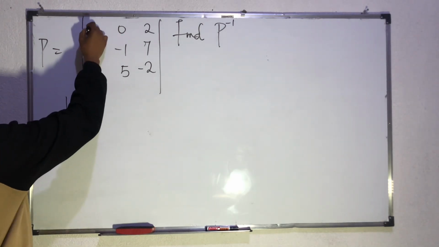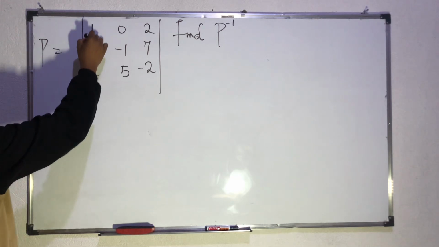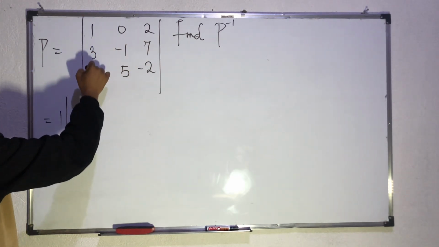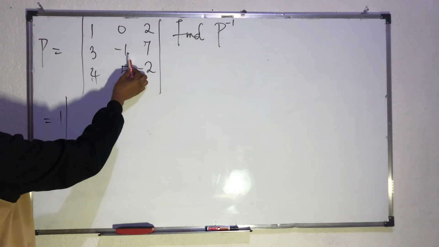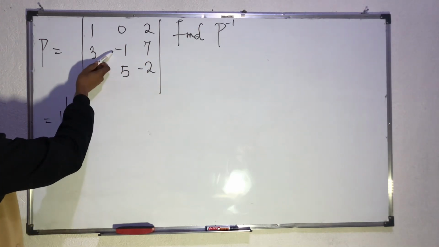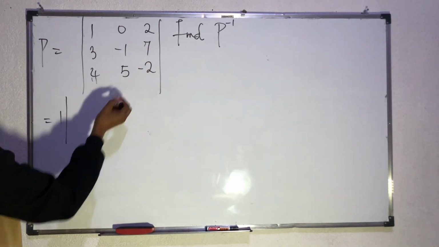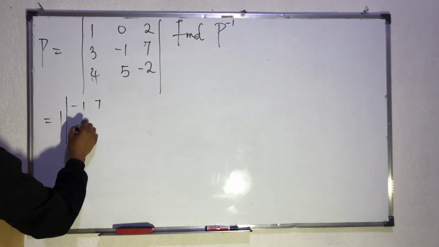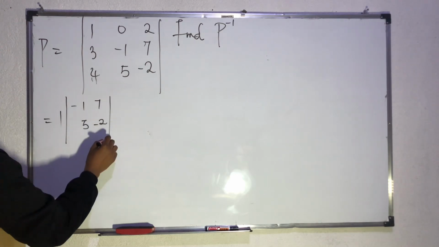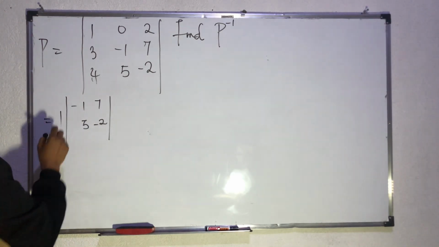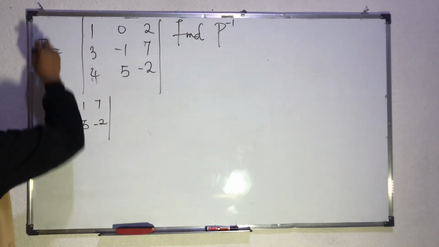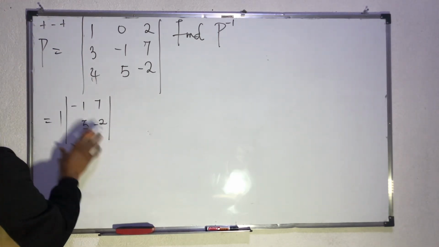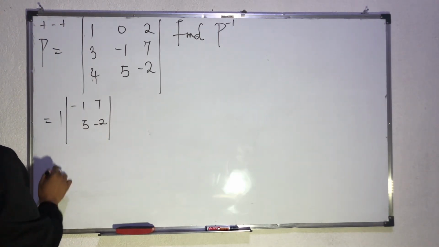Then you hide the row and the column where 1 is found. If you hide the row and the column where 1 is found, whatever remains now belongs to 1. We have negative 1, 7, 5, 2. We put it down here: negative 1, 7, 5, negative 2. Do not forget to apply your sign constant, which is plus minus plus. And that's what we're going to use to find the determinant of this matrix.